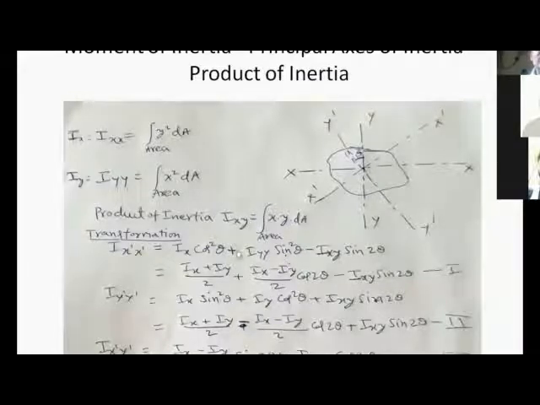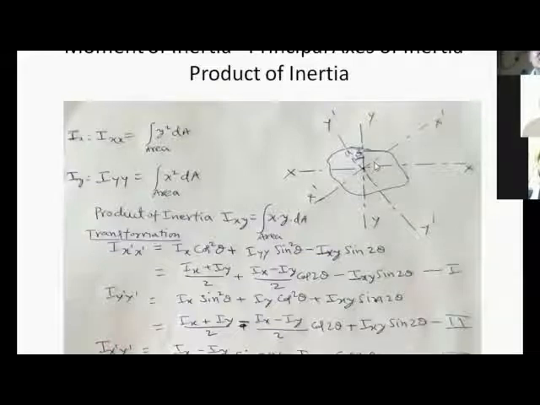So if you write that and try to rearrange these terms, you get Ix plus Iy by 2 plus Ix minus Iy by 2 cos 2 theta minus Ixy sin 2 theta. This is Ix dashed, that is about the new x-axis. Moment of inertia is expressed in terms of moment of inertia about the x-axis, y-axis, and the product of inertia Ixy and the angle theta of the new axis with the old x-axis.